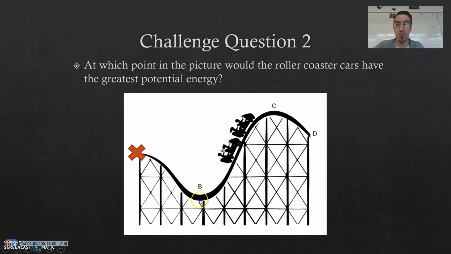So it can't be A. B is the lowest point, so that'll be the lowest potential energy. It won't be D, it'll be C, because that's the highest point on the picture.